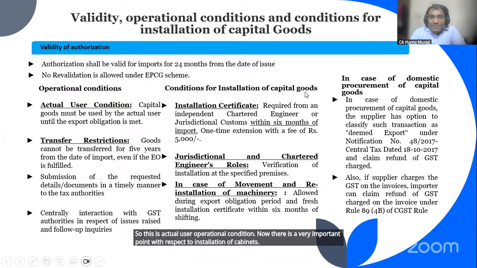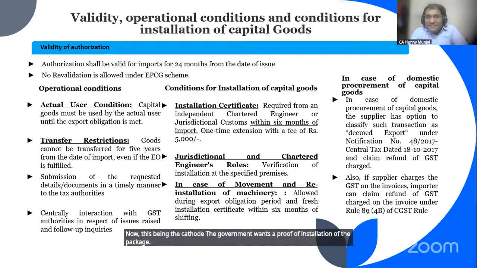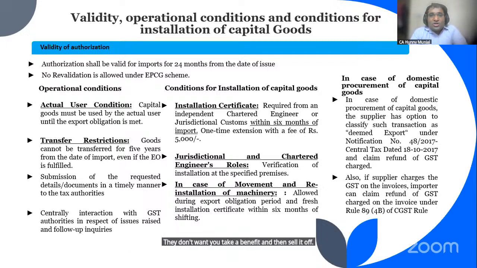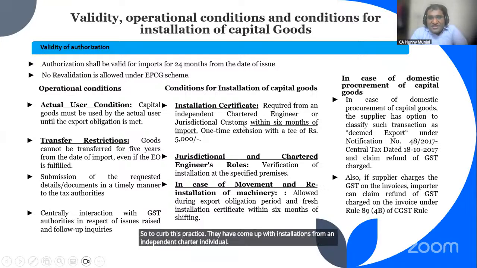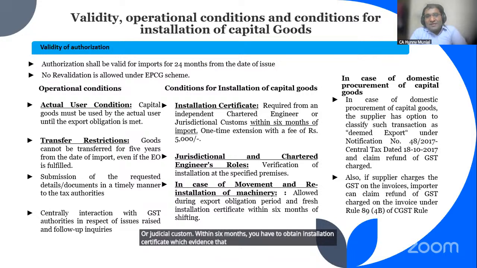Now this being capital goods, the government wants proof of installation of the capital goods. They don't want you to take a benefit and then sell it off. So to curb this practice, they have come up with an installation certificate from an independent chartered engineer or judicial custom. Within 6 months, you have to obtain an installation certificate, which evidences that indeed these capital goods have been installed in your premises and are being used. And that has to be done within 6 months of the date of import.